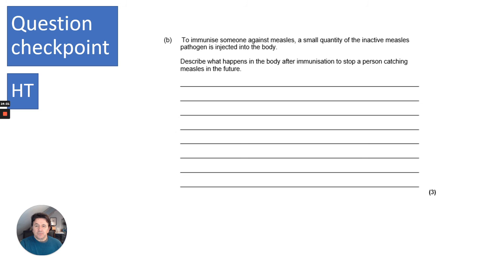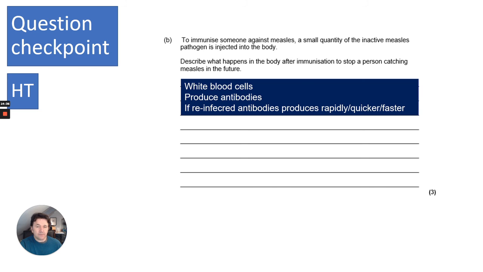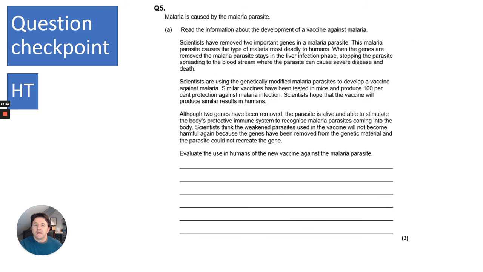Okay, so again, I'd like you to pause, read and answer. So again, this is relatively simple, this question. It's a describe what happens in the body after immunization. So again, white blood cells produce antibodies. And if you become reinfected, antibodies can be produced rapidly or quicker or faster. Make sure you get that word in about rapidly producing antibodies, or producing antibodies faster. Okay, question 5.